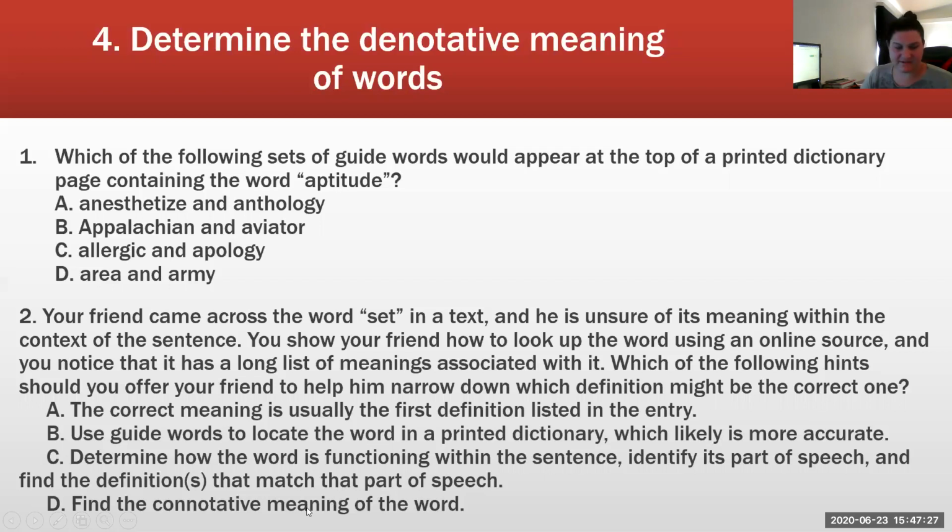And determining the connotative meaning or additional implied meaning for this word is not going to help, because we need to determine how it functions within the sentence and identify its part of speech. Like, is it a noun? Is it a verb? Is it an adjective? We need to find out what it means in the sentence, what it's trying to explain in the sentence, and then find the definition that matches the part of speech. So the correct answer is C.